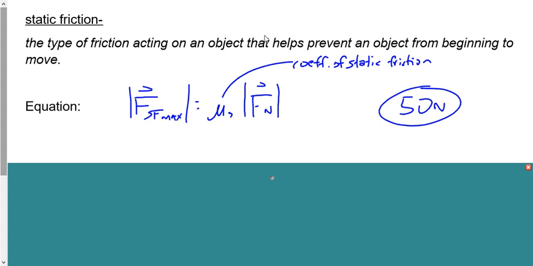Why is it 0? Because it's kinetic. I moved it. Right? If I push, static friction isn't necessarily 50. It's whatever I push with. But if I push with more than the maximum value, then it becomes kinetic, and there's 0 static friction. Then we'd have to calculate the value of kinetic friction.